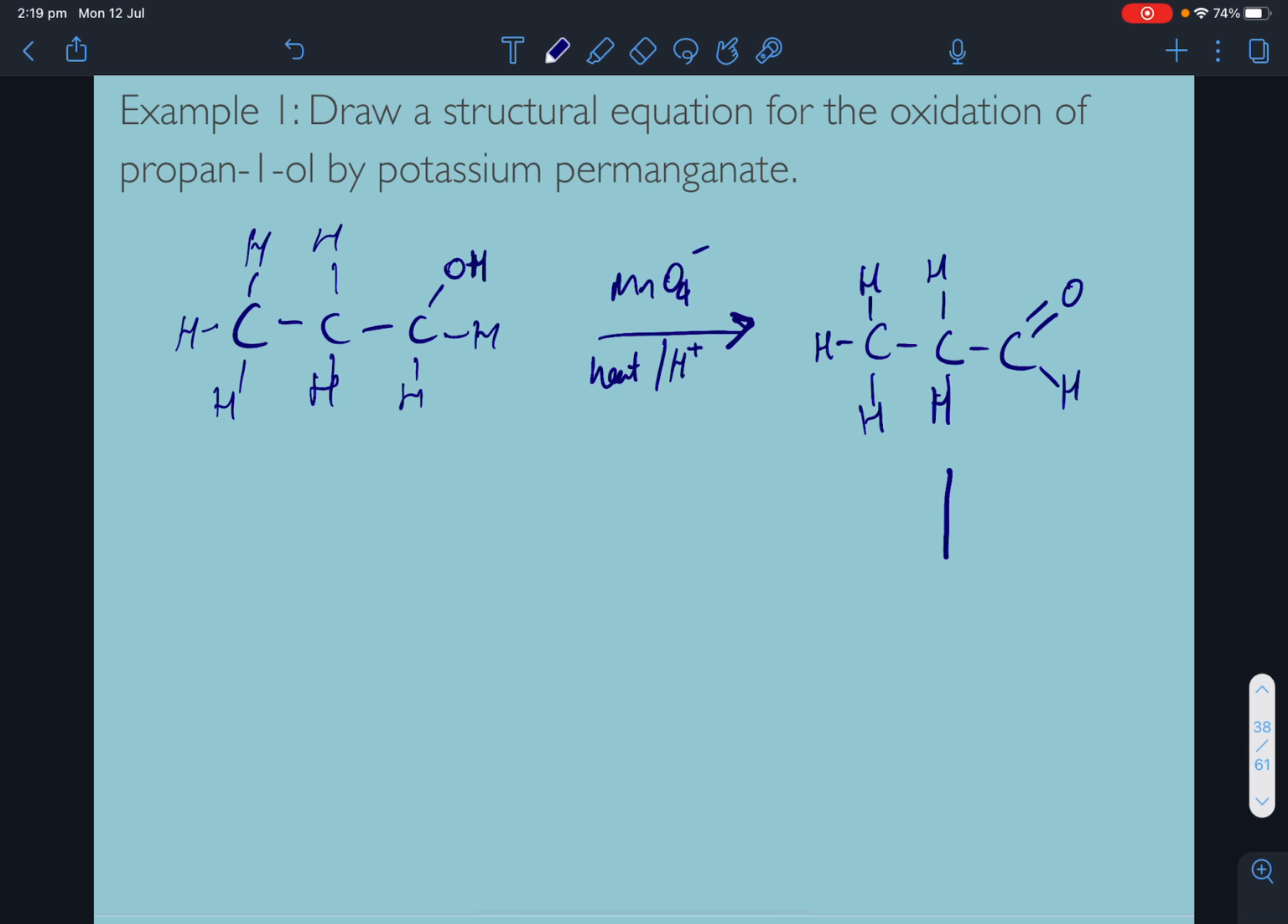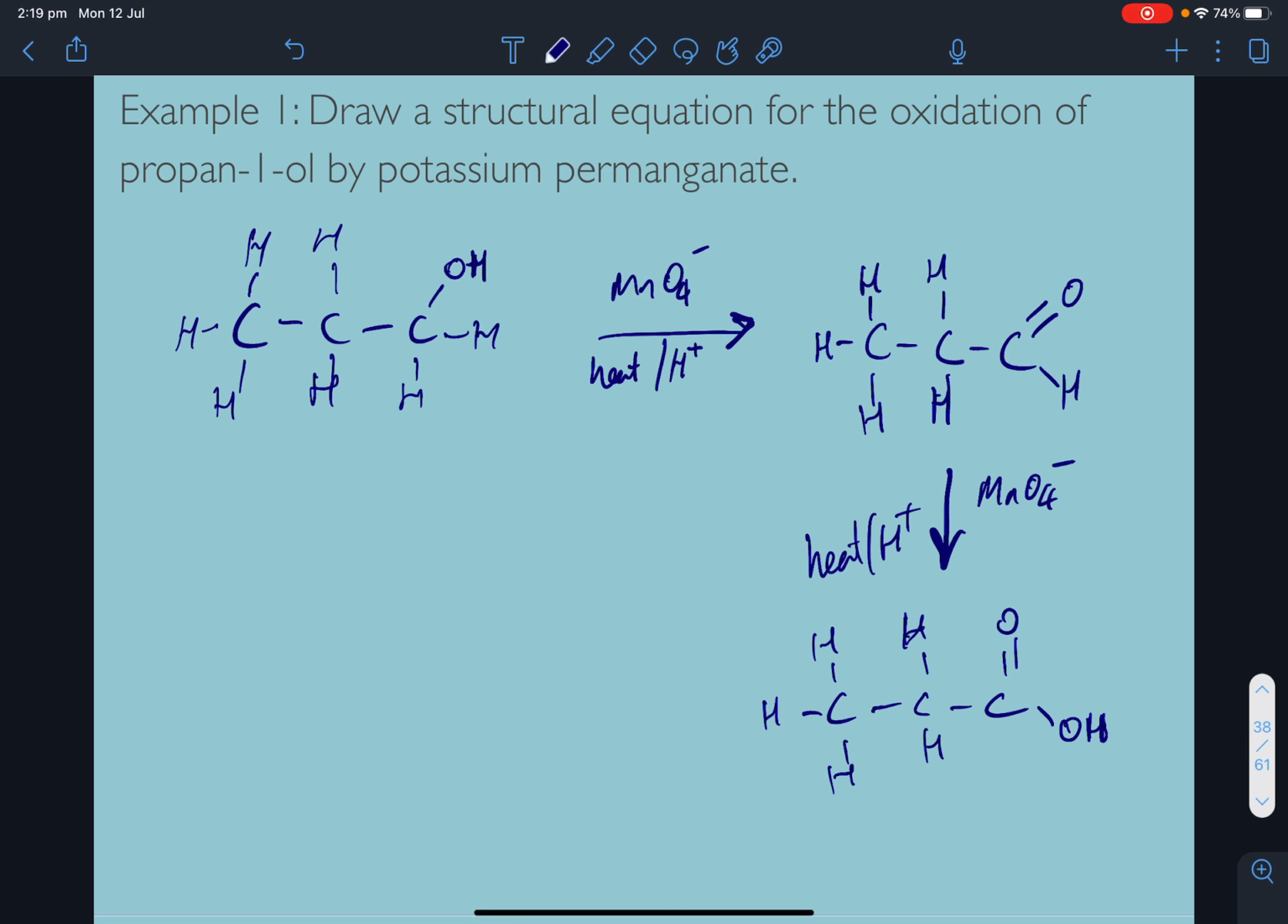It's going to go through another step with more permanganate and more heat and H+, and it's going to go all the way to a carboxylic acid. So draw that in the end position, because it's not going to change its host carbon. And what do we have? We have propanoic acid. So there's my structural equation for the oxidation of propan-1-ol by potassium permanganate. We're going to eventually form propanoic acid.